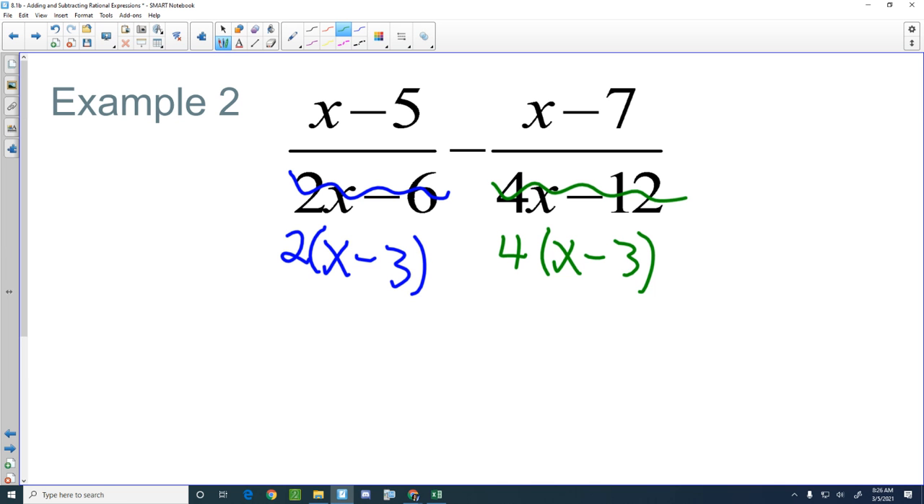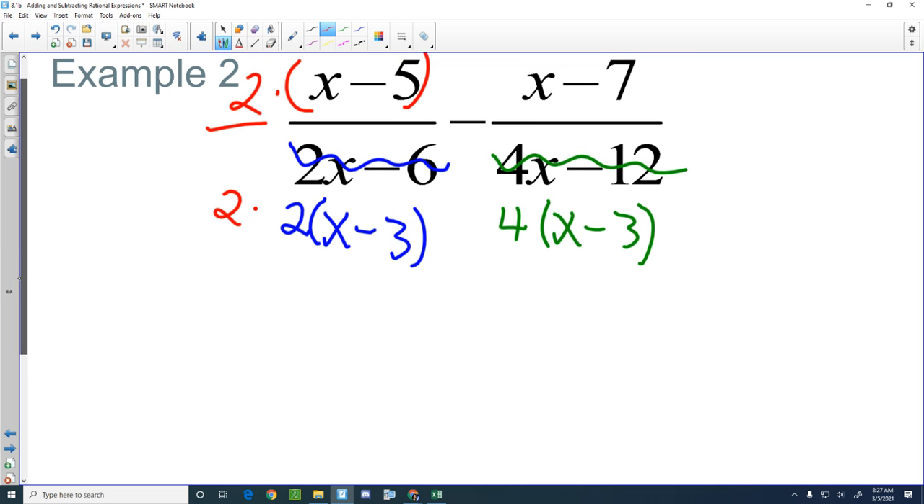If I want them to be the same, what's the only thing I have to do to make them identical? On the left, this just needs to be multiplied by another 2. Because 2 times 2 is 4. Then wouldn't those two denominators be the same? You'd have 4 parentheses x minus 3. On the right side, you have a 4 parentheses x minus 3. So we're just going to multiply by a 2 on top and a 2 on the bottom. Keep those parentheses, though.